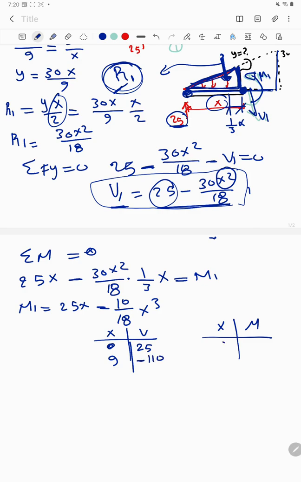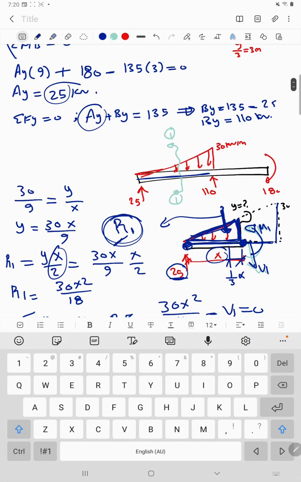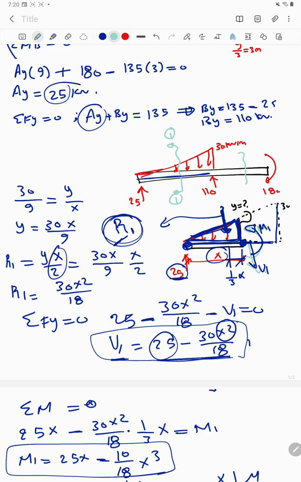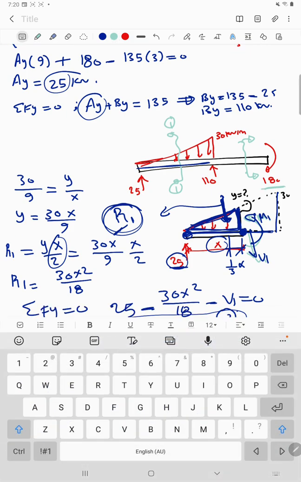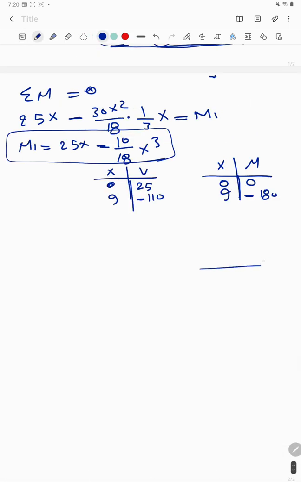For the moment, if x equals 0, the moment equals 0, this is from the moment equation. But for x equal to 9, the moment equals minus 180. We finished section 1. We have another section, which is here. I'm going to cut here and take the right side. We have just the moment, so I'm going to put this section here. We just have the moment, which is 180.